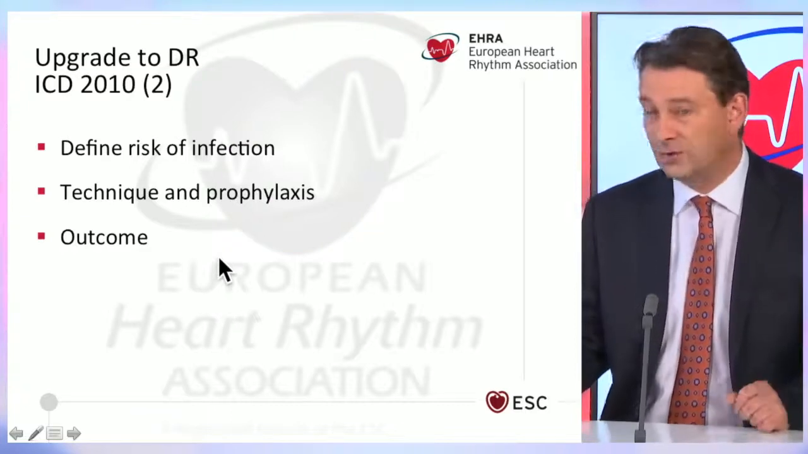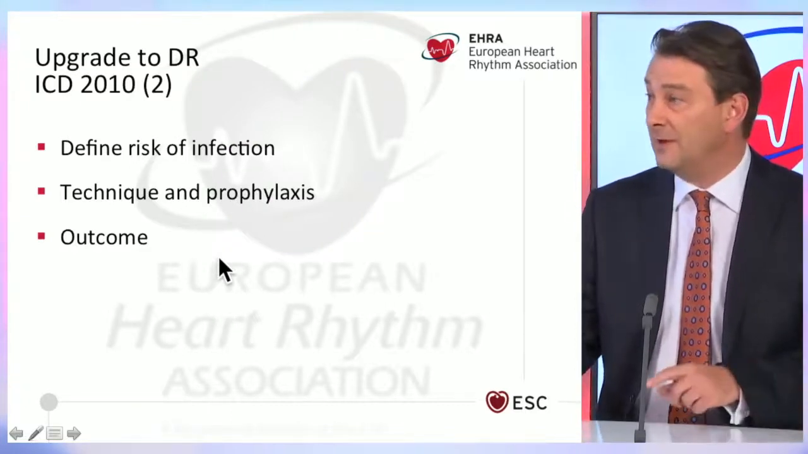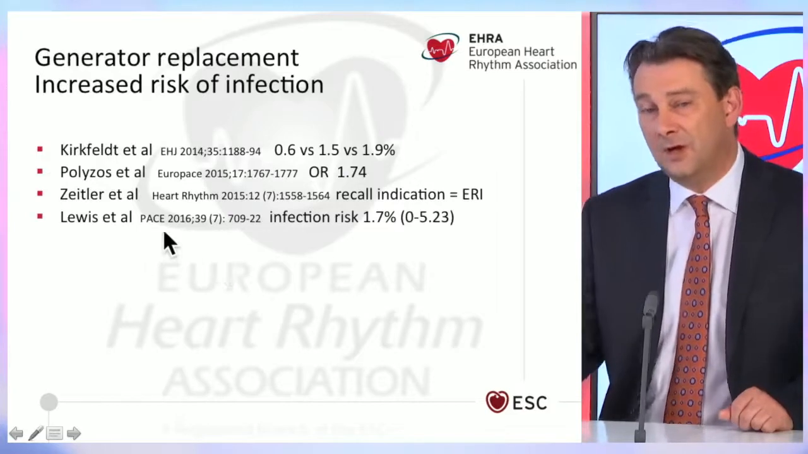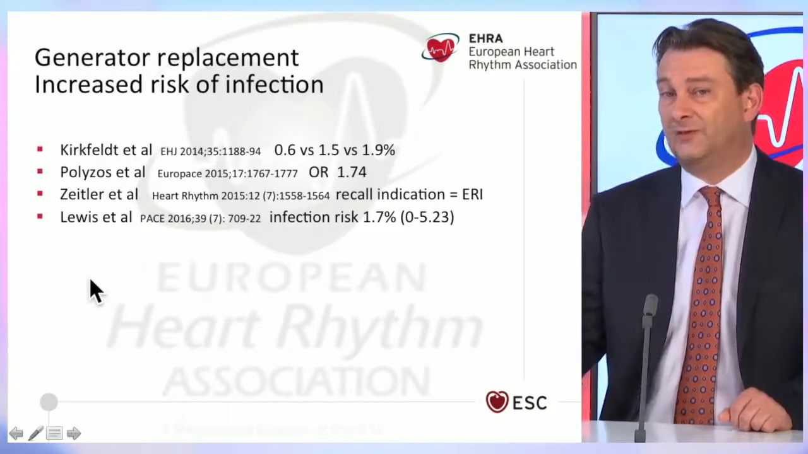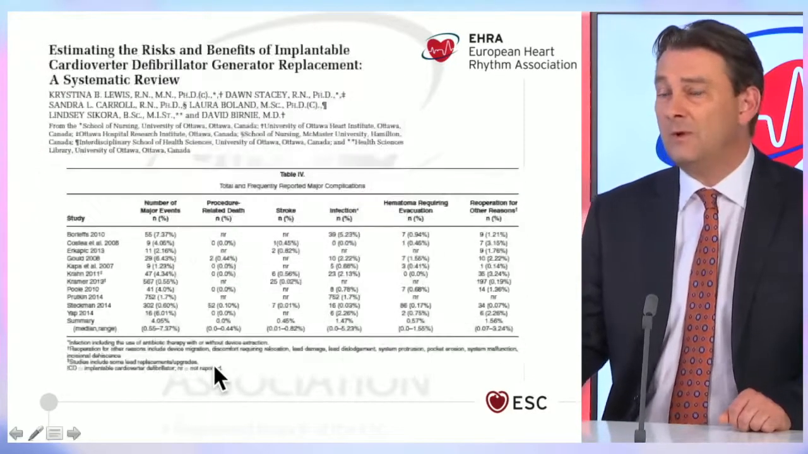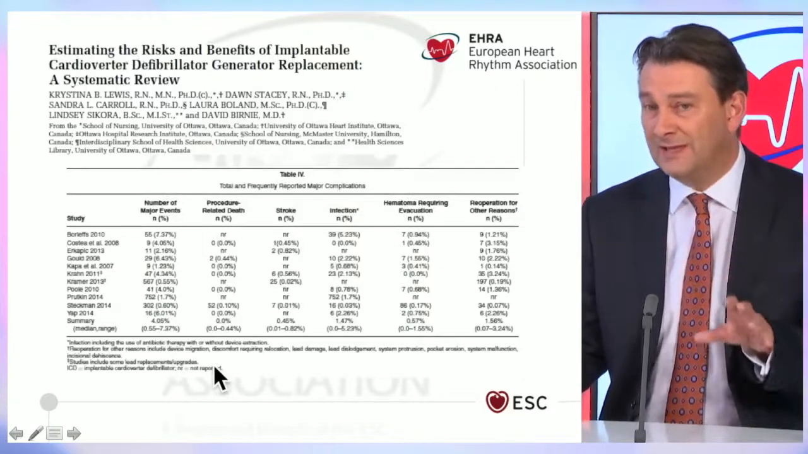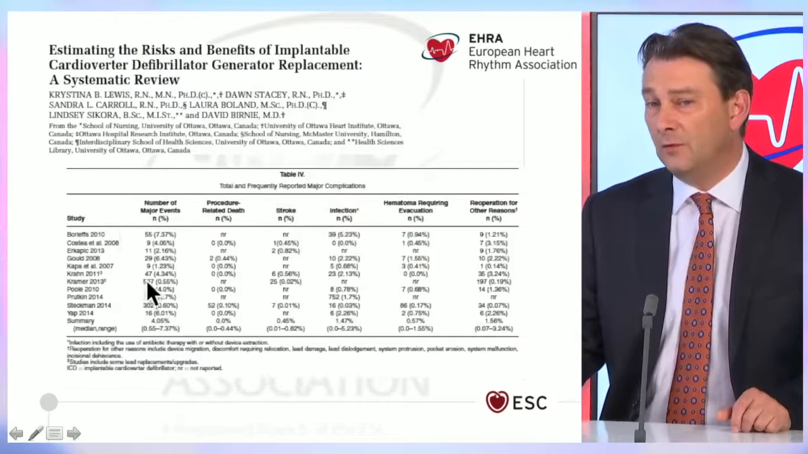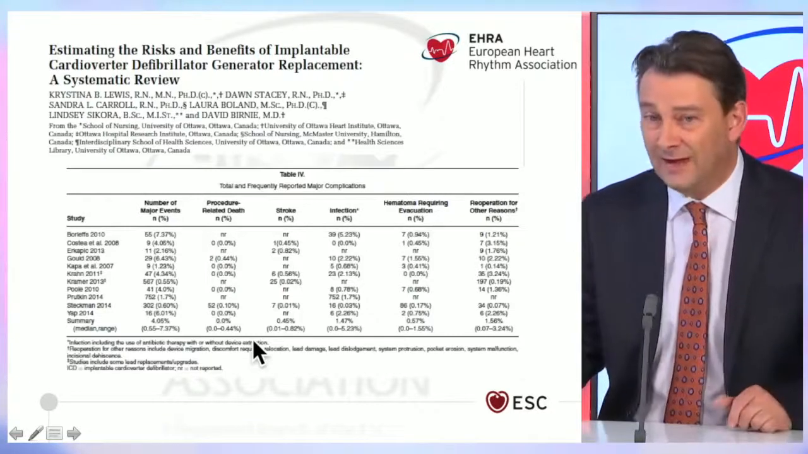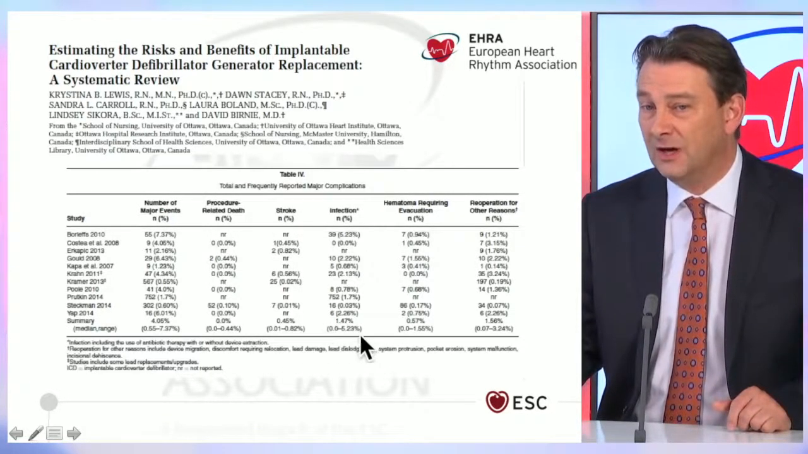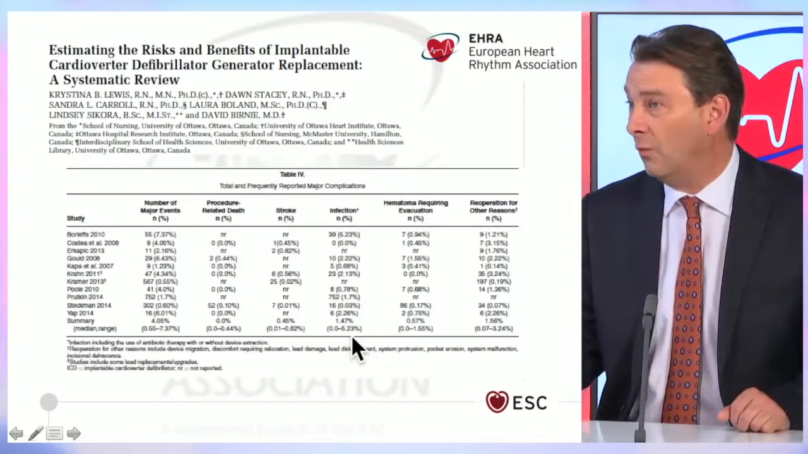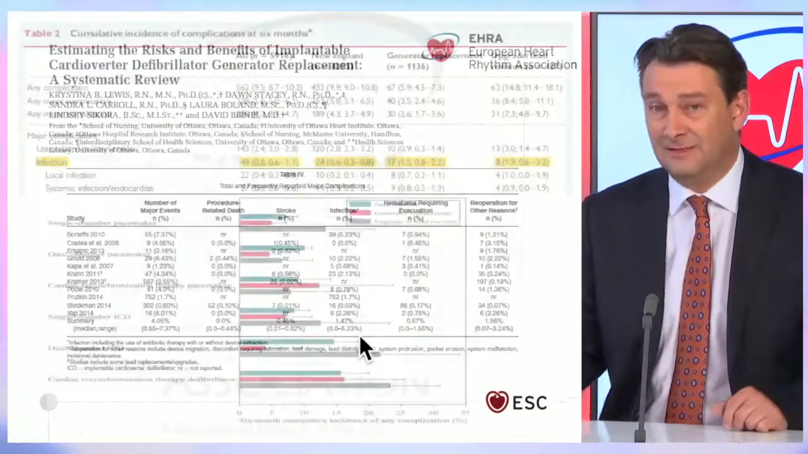So we have to define the risk of infection. We have to consider our technique and prophylaxis, which may be very different to the implant of his pacemaker. And we have to look at the outcome. Now, we've seen from large meta-analyses and from individual large-scale studies that any generator replacement or upgrade has an increased risk of infection. And when we look at box changes in particular, the overall rate of complications is less than a de novo implant. Risk of death, stroke, lead complications, very rare. And all the complications are related to infection, up to 5% in some studies, on average about an odds ratio of 1.7. So significant increase in risk.